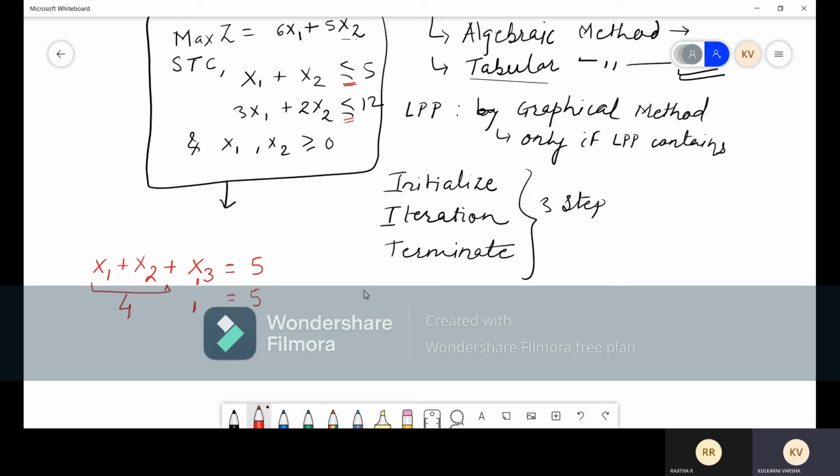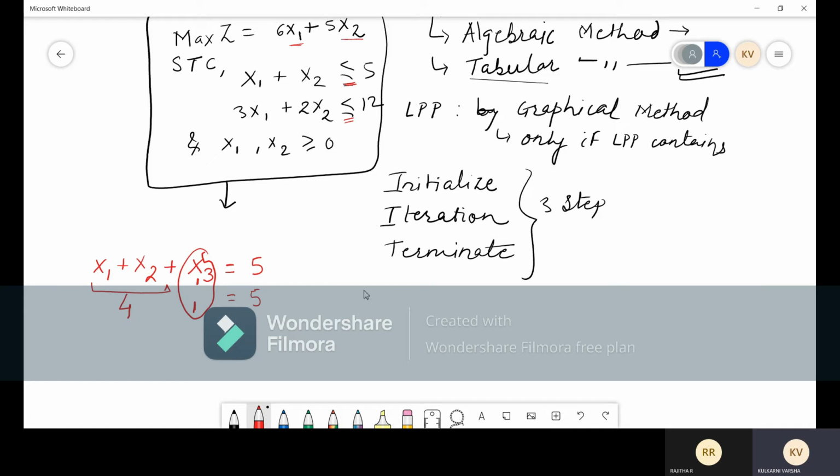Then we can convert the constraint into an equation. But this slack variable is not part of our LPP. The original variables are only x1 and x2. They are the actual decision variables, the original variables. This x3 is an extra variable we have taken, which will help us to equate the constraints.